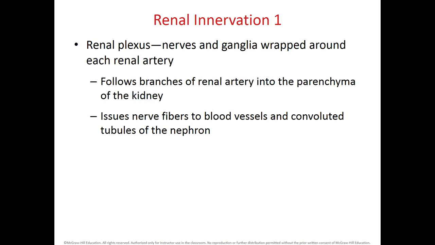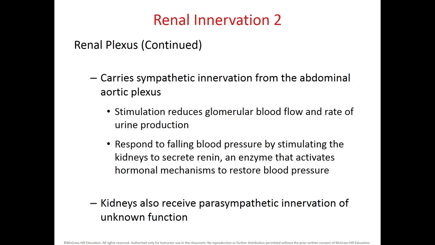The kidneys are innervated by the renal plexus. And this renal plexus is located by the renal artery, and they will form these nerve fibers that will run together with the branches of the renal artery. And then they will help to regulate the diameter of the blood vessels and the convoluted tubules of the nephron. This renal plexus is part of the sympathetic system. So the sympathetic system is going to decrease the glomerular blood flow, so you can produce less urine.